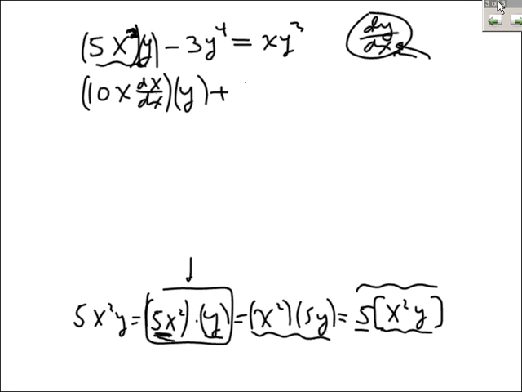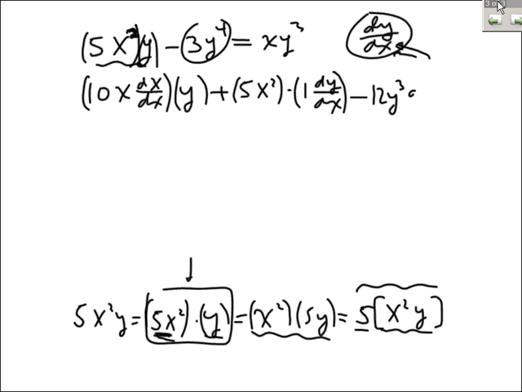Plus the first function, which is just 5x squared. I don't take the derivative. I don't put those d over d stuff. But now I'm multiplying by the derivative of y. Just like the derivative of x is 1, the derivative of y is dy/dx, since y is in terms of y and we're taking a derivative with respect to x. Minus 12y cubed, and it's in terms of y with respect to x.